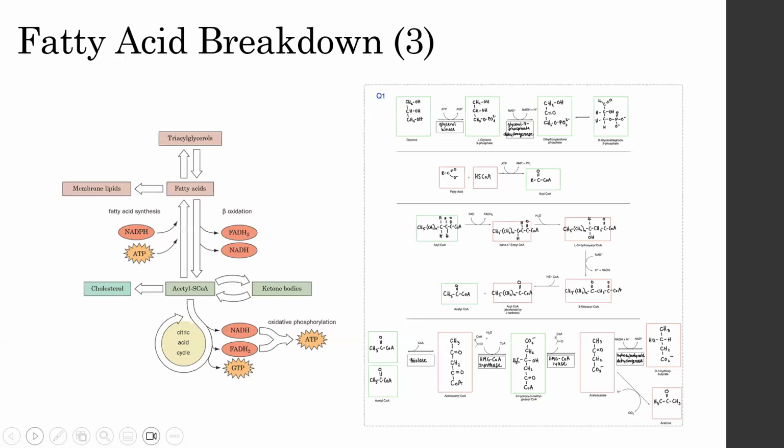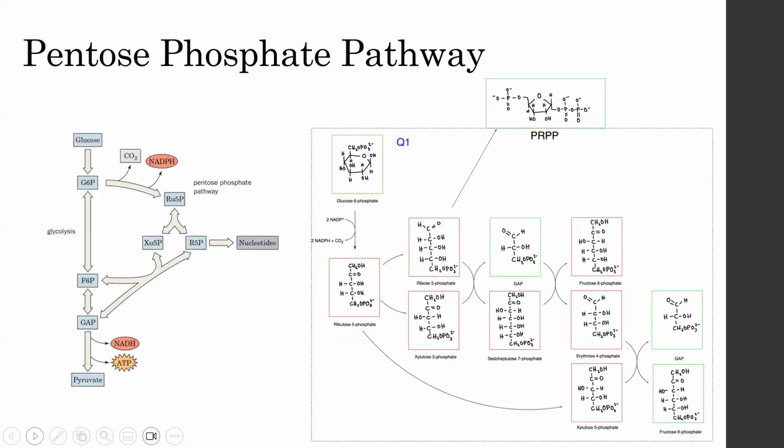To create more energy in the form of acetyl-CoA entering the citric acid cycle, we can also break down fatty acids. The glucose 6-phosphate that was created as a glycolysis intermediate can also enter the pentose phosphate pathway. This pathway generates ribose 5-phosphate, which is used to create nucleotides.